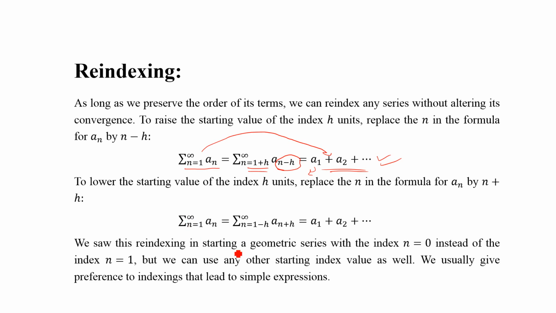So we saw this reindexing in starting a geometric series with index n equal to 0 instead of index n equal to 1. But we can use any other starting index value as well. We usually give preference to the indexing that leads to simple expressions, right? So in the geometric series we had discussed these two cases. Right now we are getting familiar with indices other than 0 and 1.